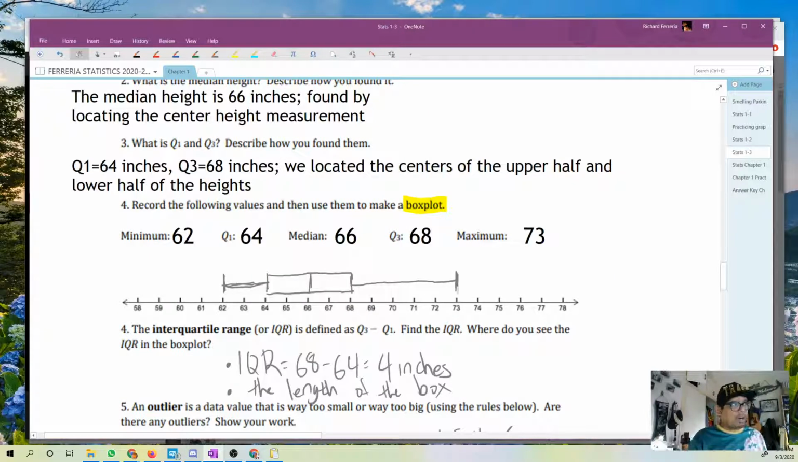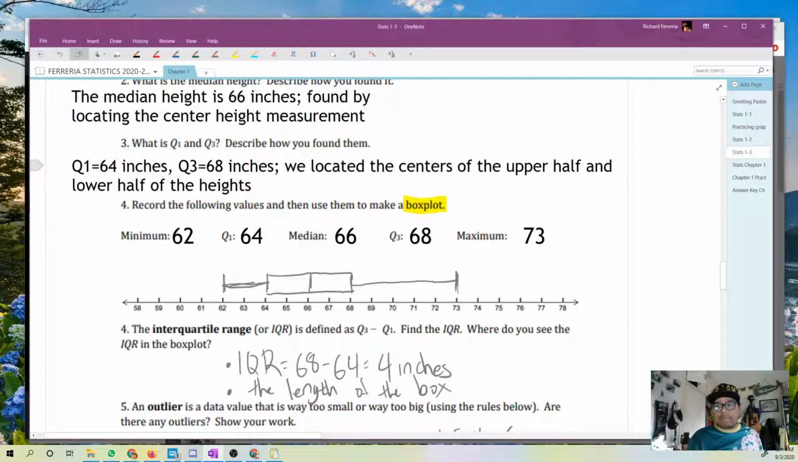So the IQR is defined as Q3 minus Q1, and that's an important measurement because it tells you where the middle concentration of the heights are located. So this tells me that the middle 50% of heights of my students are somewhere between 64 and 68 inches tall. The length of that is 4 inches, so most of my students are in a 4-inch set of heights that is centered at 66.